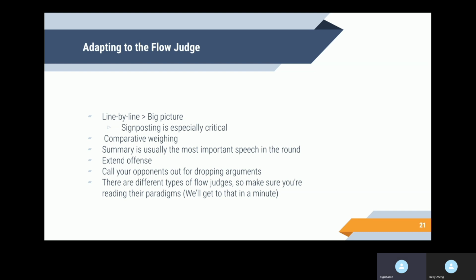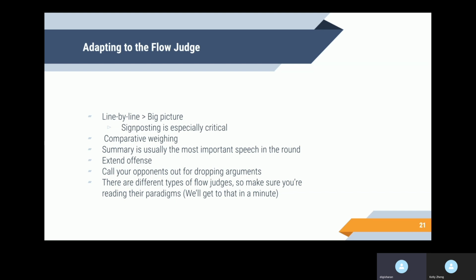So when you're trying to adapt to a flow judge, it's important that a lot of flow judges prefer the line by line over a big picture debate or a narrative debate. And because this is true, signposting is going to be especially critical for flow judges, because if they're flowing pretty much everything you're saying on the line by line, they need to know where you are at all times. So signposting is especially critical.